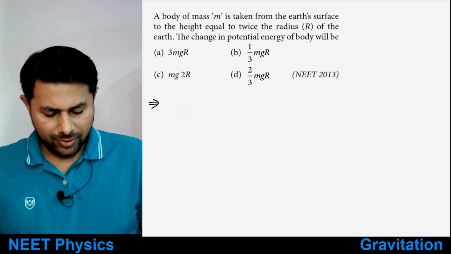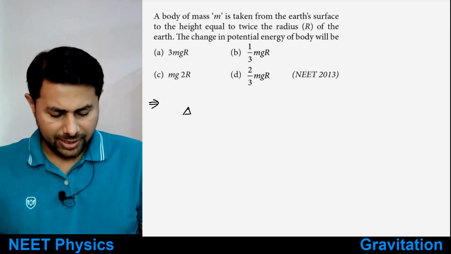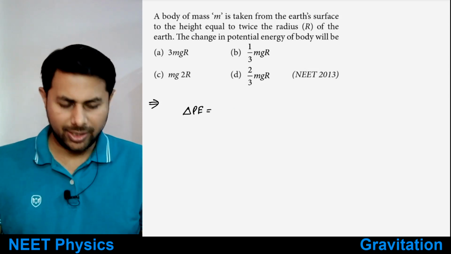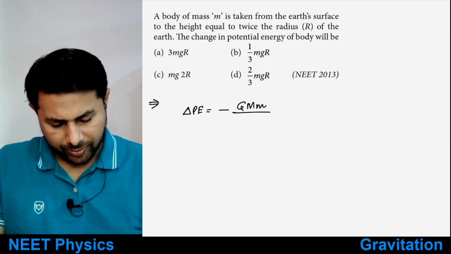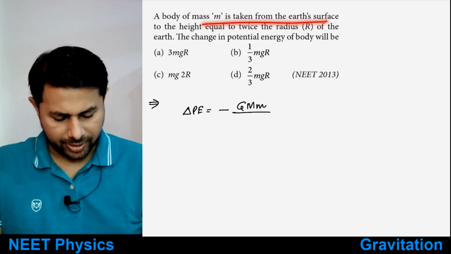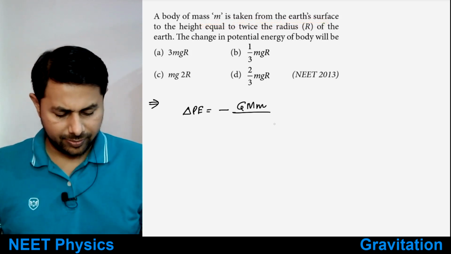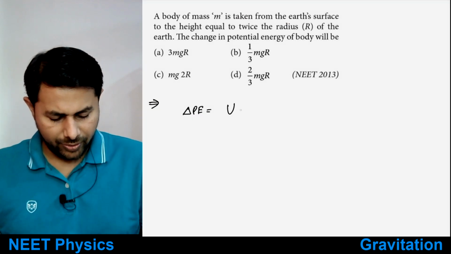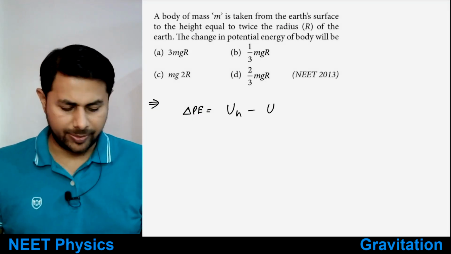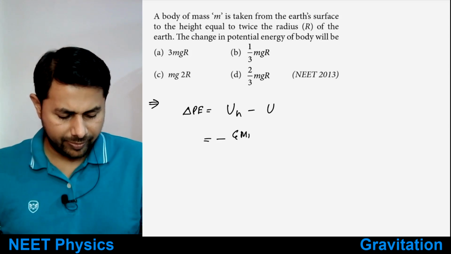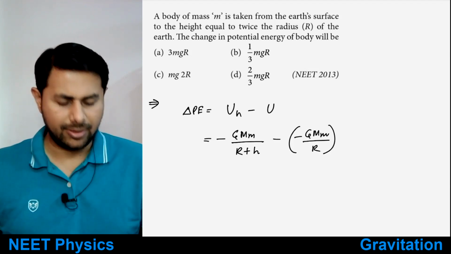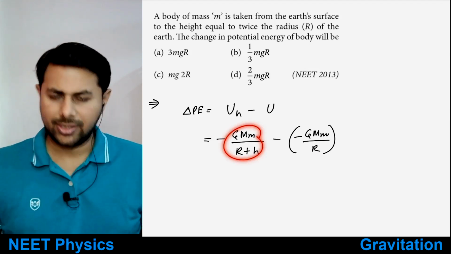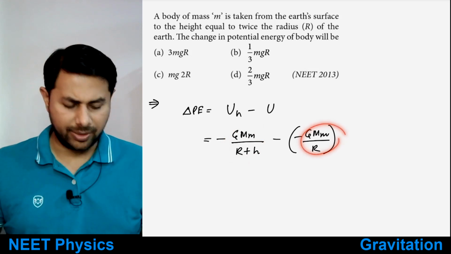So the change in potential energy, delta PE, is equal to the final potential energy minus the initial. The body is taken from Earth's surface. So it is U at height h minus U on the Earth's surface, that is, minus GMm divided by (R plus h), minus (minus GMm divided by R), right? This is the potential energy at height h, and this is the potential energy on Earth's surface.